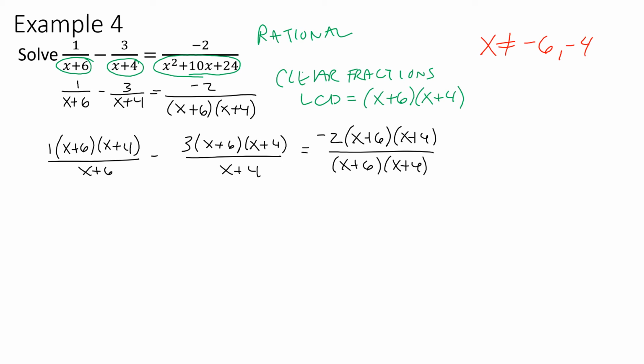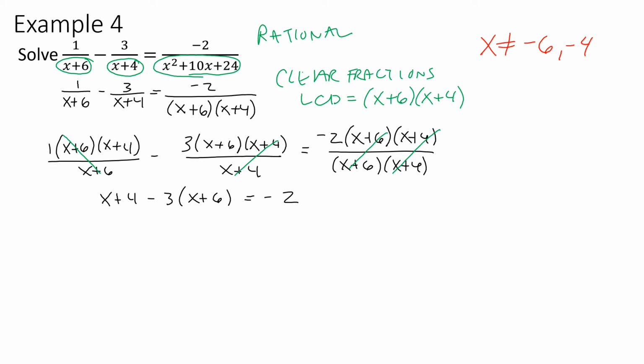I put the LCD in the numerator of every term, and it looks like a mess, except watch how nicely things cancel. So when I write what I have left over, that's 1 times the quantity x plus 4, which is just x plus 4, minus 3 times the quantity x plus 6 equals negative 2.